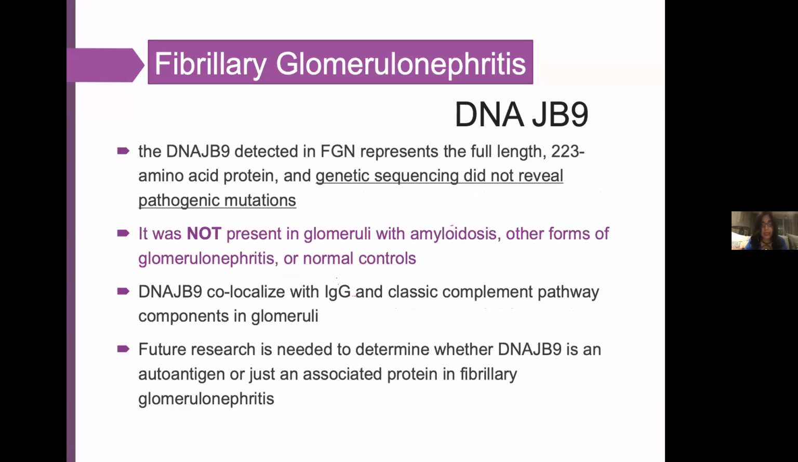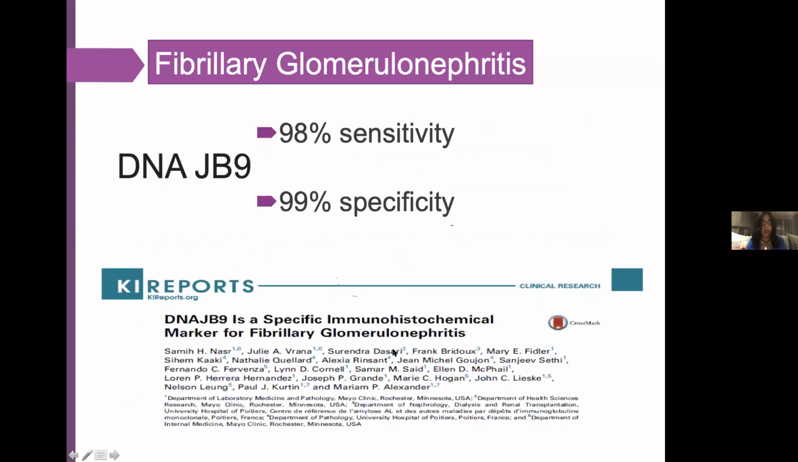More importantly, it was not present in glomeruli with amyloidosis, any other form of glomerulonephritis, or normal controls. And it was shown that it co-localizes with IgG and the classic complement pathway in the glomeruli. We still need future research to know why it is so specific to fibrillary. Is it a direct cause, or just an associated protein in fibrillary GN? It's a marker with a 98% sensitivity and 99% specificity. So we don't need electron microscopy anymore to diagnose fibrillary GN. You can just do DNAJB9.